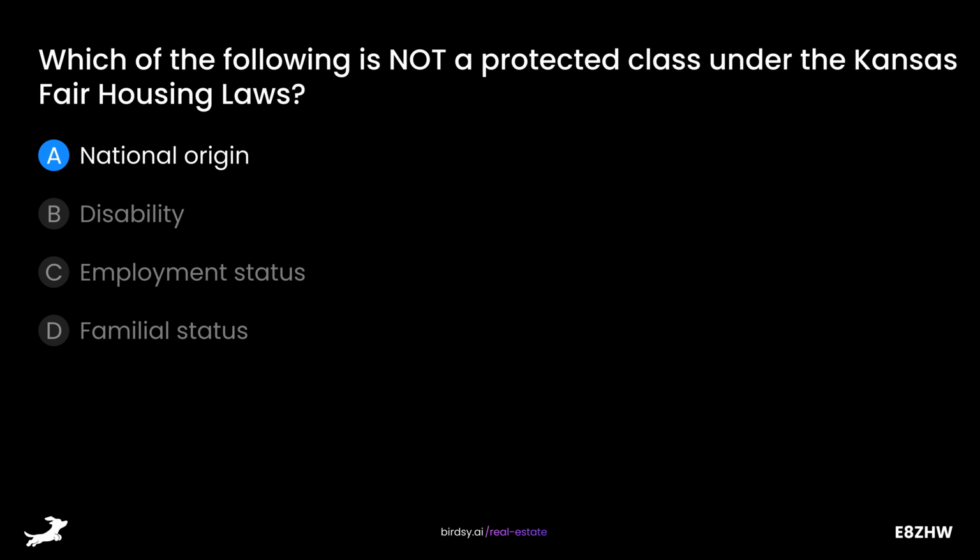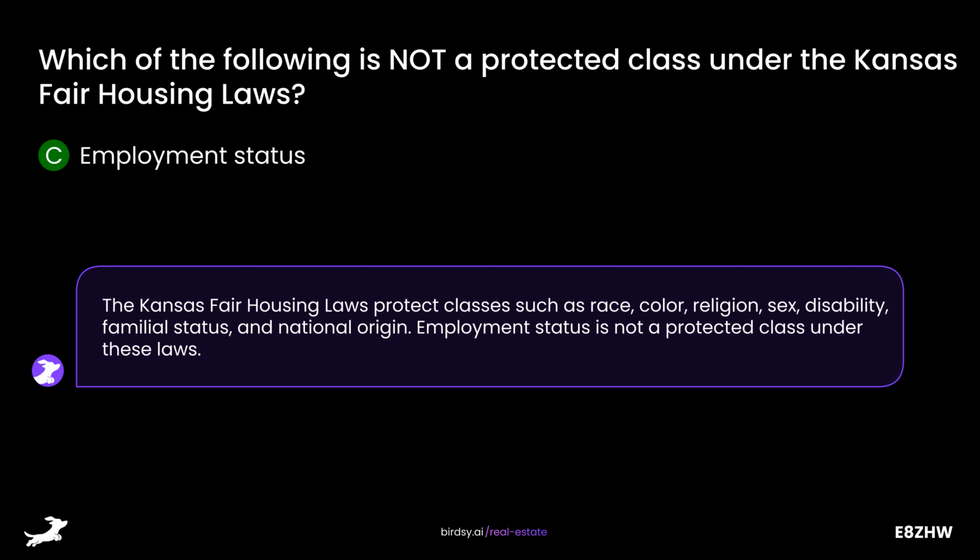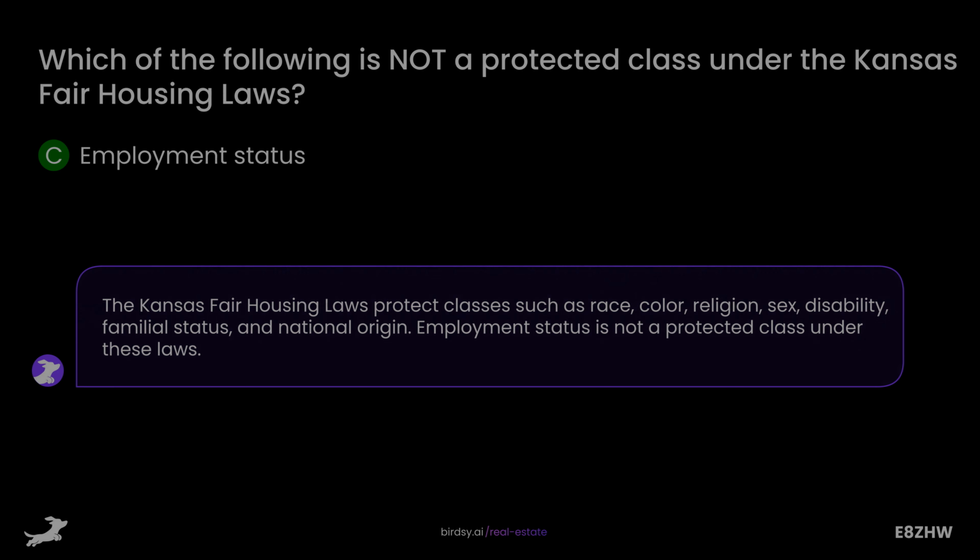Is it A, national origin, B, disability, C, employment status, or D, familial status? The answer is C, employment status. The Kansas Fair Housing laws protect classes such as race, color, religion, sex, disability, familial status, and national origin. Employment status is not a protected class under these laws.